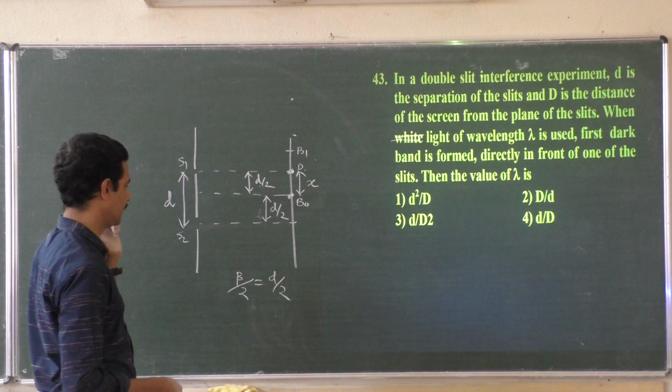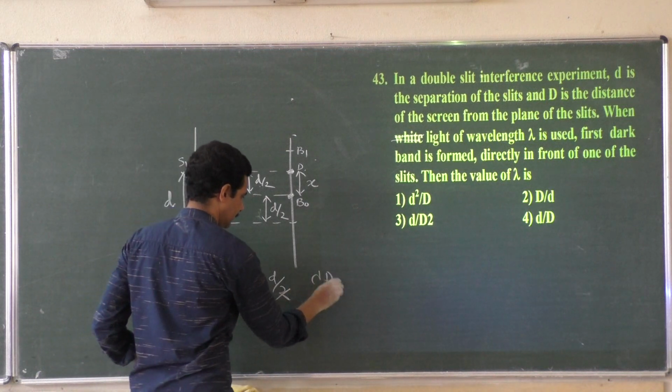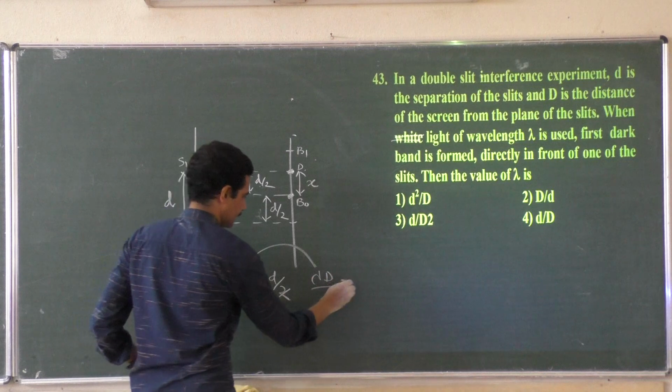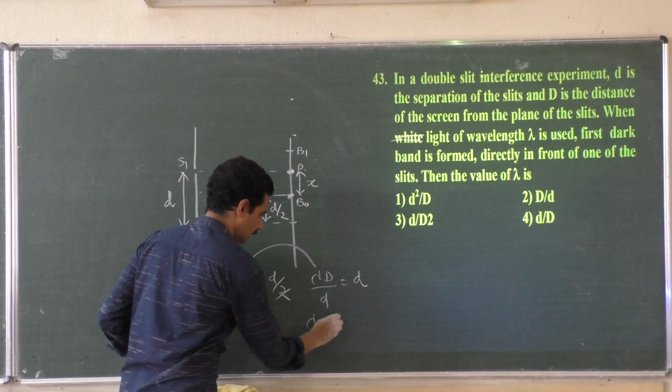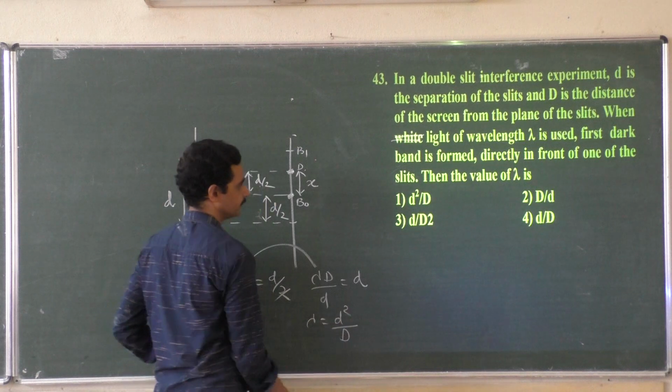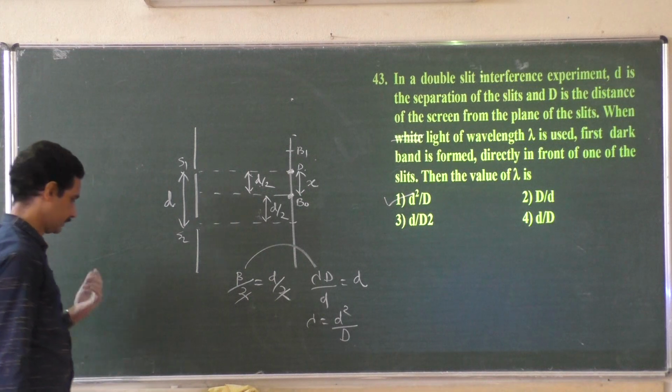Then the value of lambda is: the 2 gets cancelled. Expanding beta as lambda D by d, beta is equal to d. Now they are asking the value of lambda, which is equal to d square by D. Finish. Yes, d square by D.